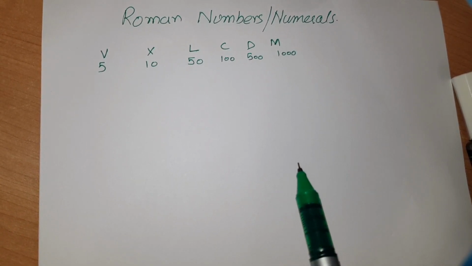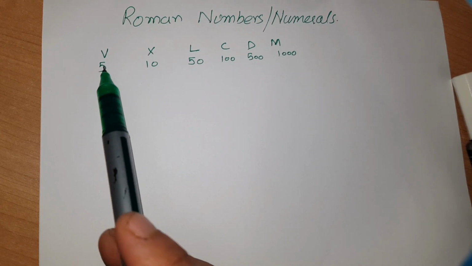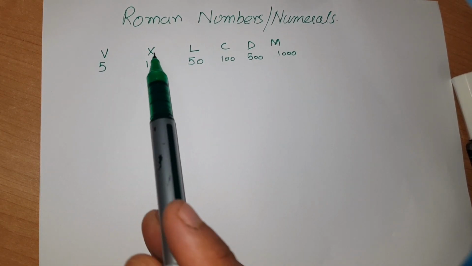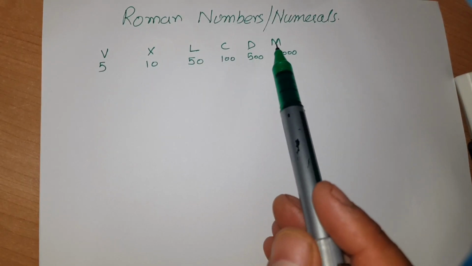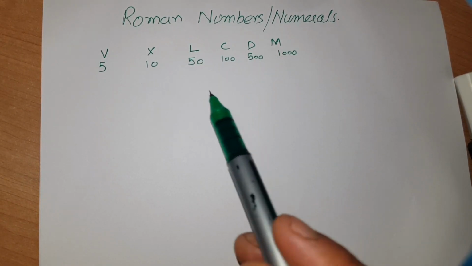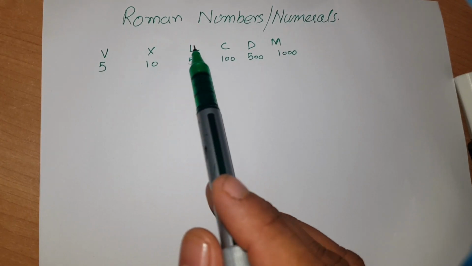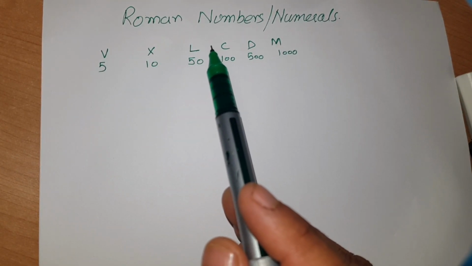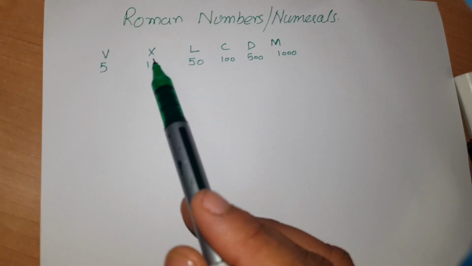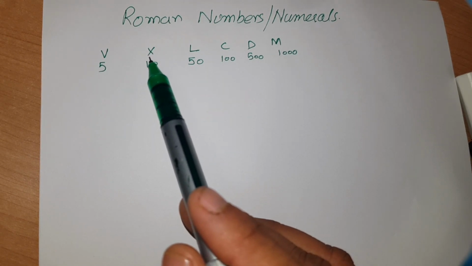First of all, we'll start with the basic idea. We should know that V is equal to 5, X is 10, L is 50, C is 100, D is 500 and M is 1000. Remember that we cannot have four of any of these numerals together in a sequence. Maximum is 3. So for example, if I have to write 40, I will not write four 10s.